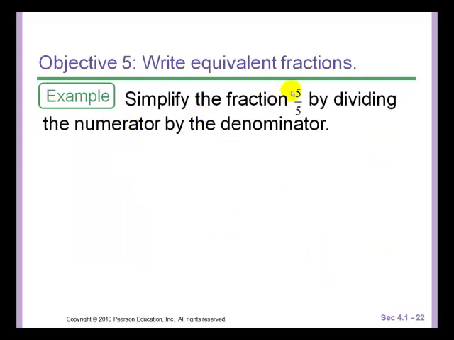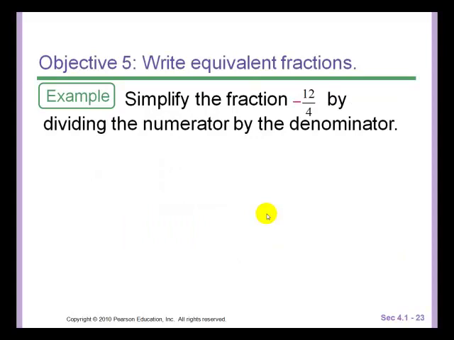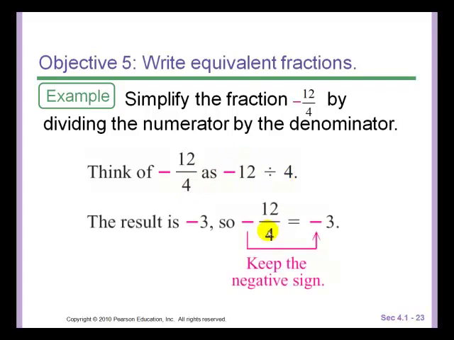Example: simplify the fraction 5/5 by dividing the numerator by the denominator. 5/5 is the same as 5 divided by 5, which is equal to 1. Therefore, 5/5 is the same as 1. Simplify -12/4 by dividing. -12/4 is the same as just -12 divided by 4. 12 divided by 4 is 3, so since it was just a negative in front of it, we just keep that negative. -12/4 is equivalent to -3.